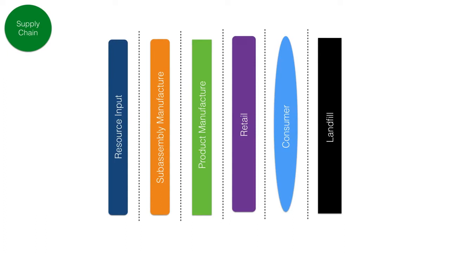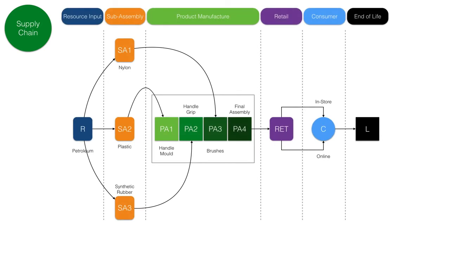If we look at the supply chain of a toothbrush today, we see 6 basic entities. These include a resource input consisting of petroleum extraction, sub-assembly in which petroleum is processed into nylon, plastic and synthetic rubber, product manufacture in which a number of part assemblies occur along various production lines within one centralised factory before being combined for final assembly and packaging.